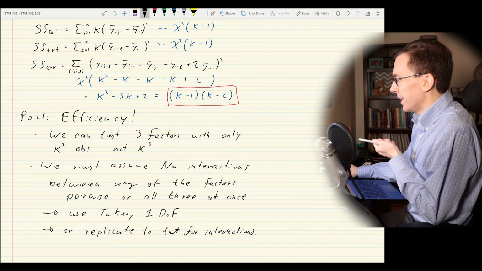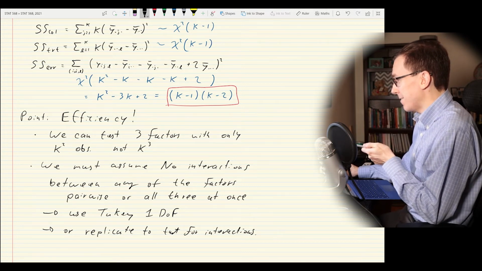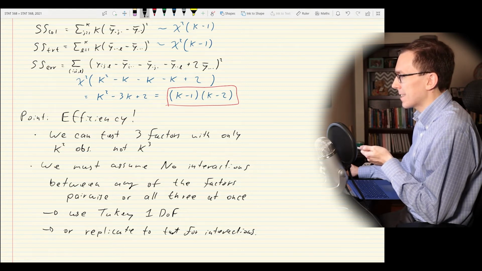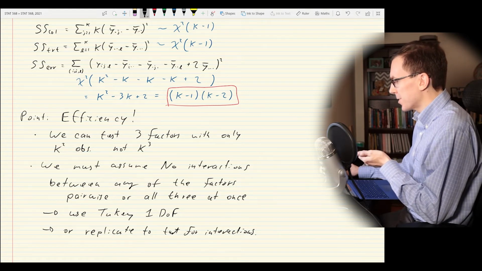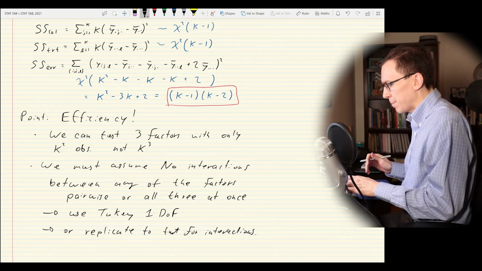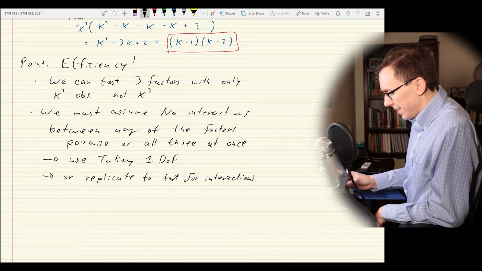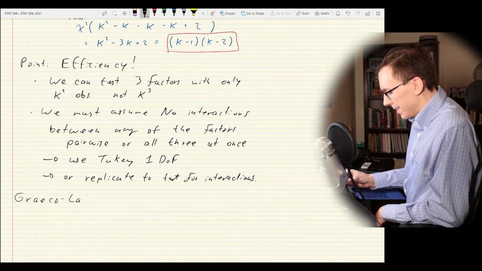I have an example of some agricultural data that I will look at, but I'm going to save that for the third part of this lecture, because before I jump into that, what I would like to do is just discuss the Greco-Latin square, and then I think we'll stop here and do a little bit of R code just as an example. So the next thing to discuss is the Greco-Latin square.